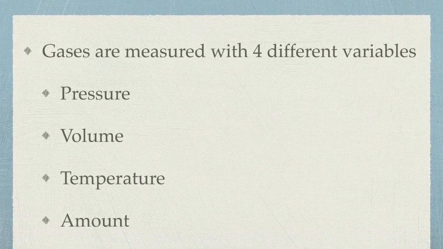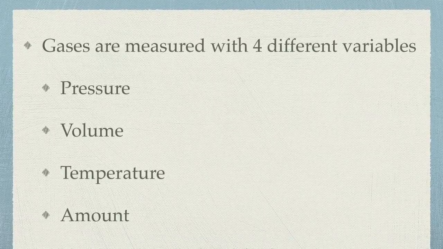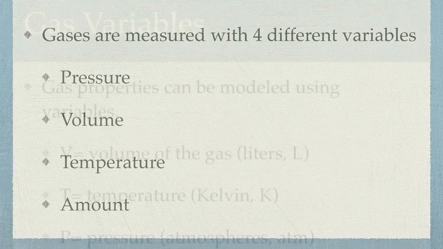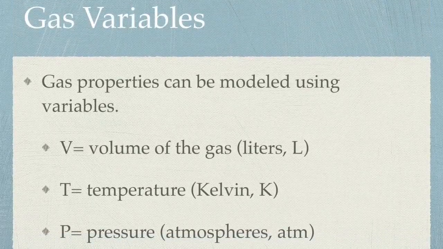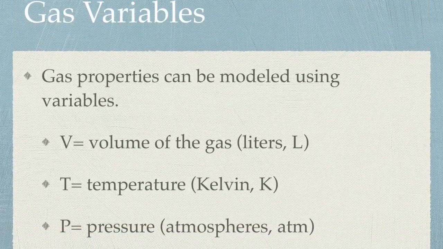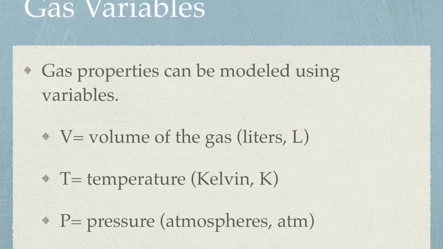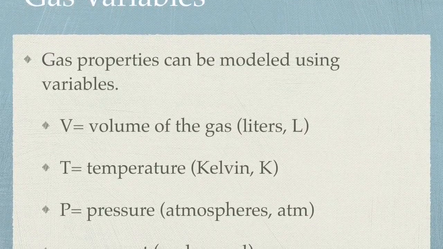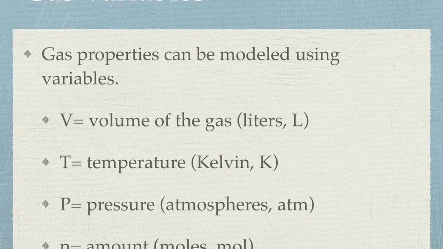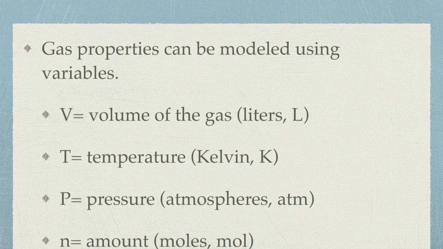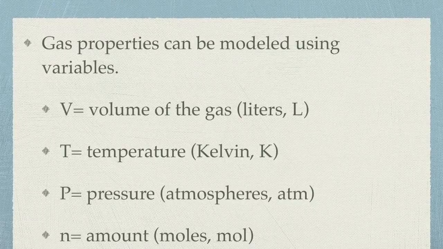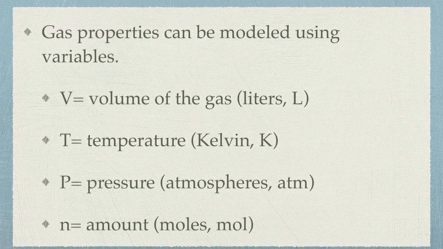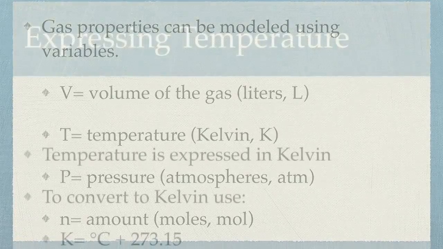Gas variables. Gases are measured with 4 different variables. They're measured with pressure, volume, temperature, and amount. Gas properties can be modeled using variables. V equals volume of gas, and it's expressed in liters. T equals temperature, and it's expressed in Kelvin. P equals pressure, and it's expressed in atm. N equals the amount, which is expressed in moles.